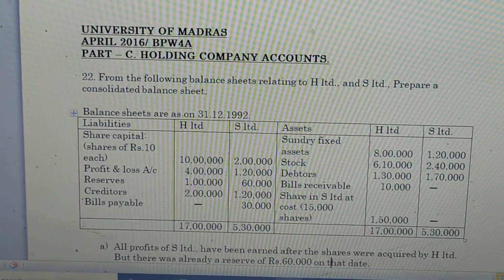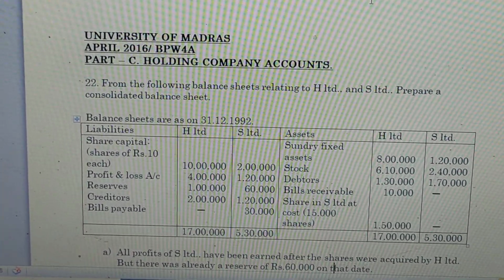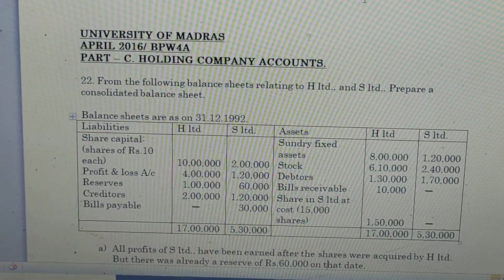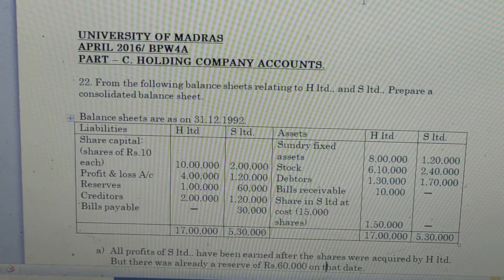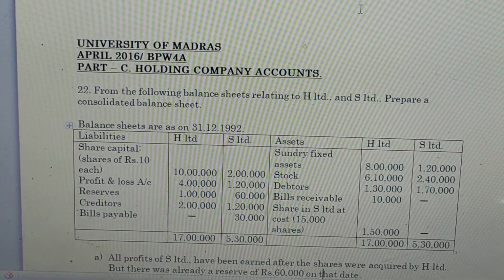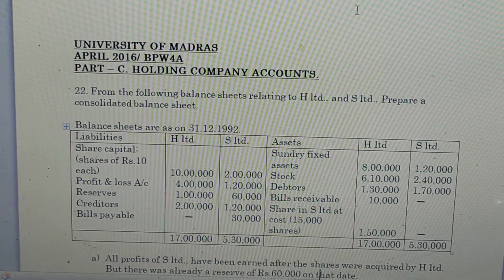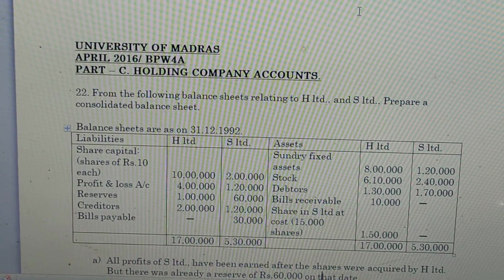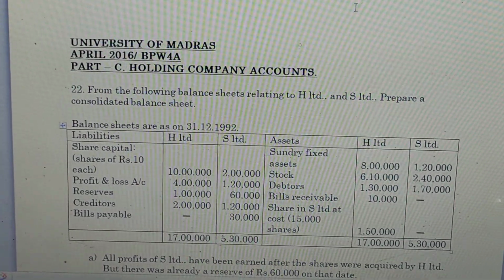Hello everyone, we are going to discuss the previous year question of Corporate Accounting 2 from University of Madras in April 2016. The subject code is BPW4A Part C. This question is from holding company accounts. Let me read the question.